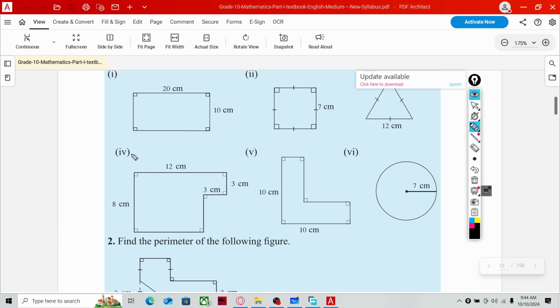So what do you see in this figure, right? In this figure, what do you see? The data given is what? 8 centimeters on the left side length, and then here it's 12 centimeters, this long length. Then you have these short ones, 3 and 3 centimeters. Okay, how do you actually solve this now? What are the unknown lengths here?